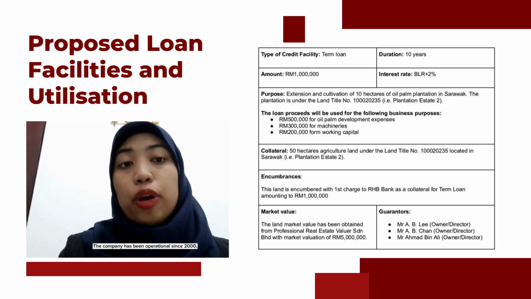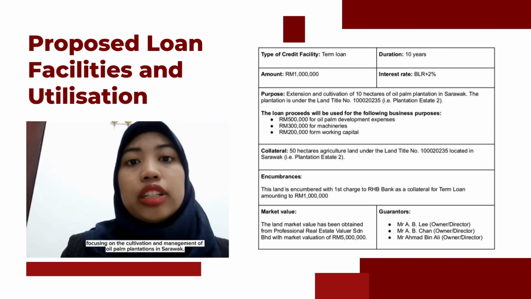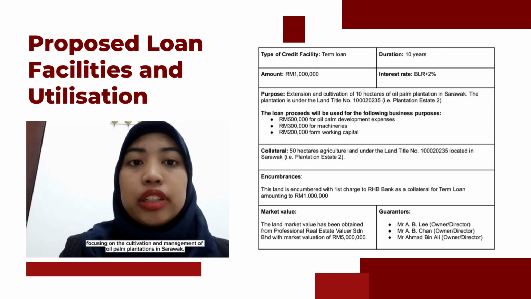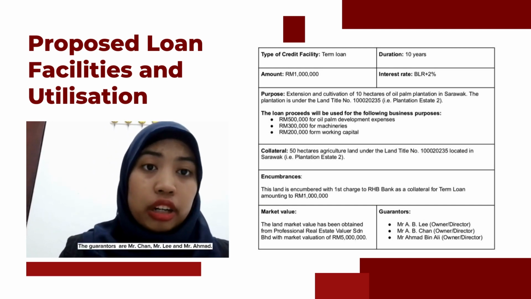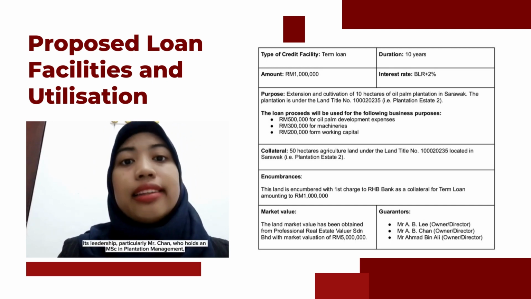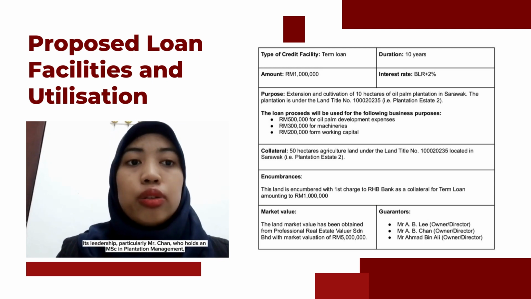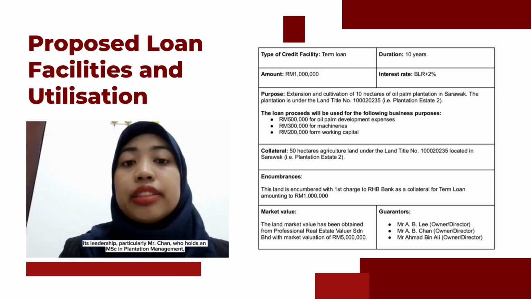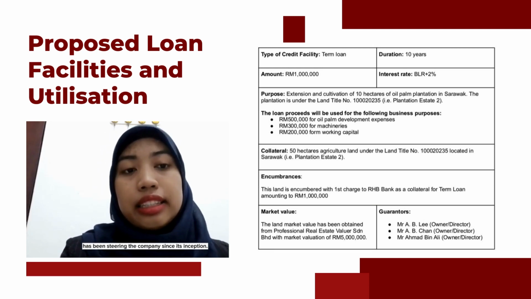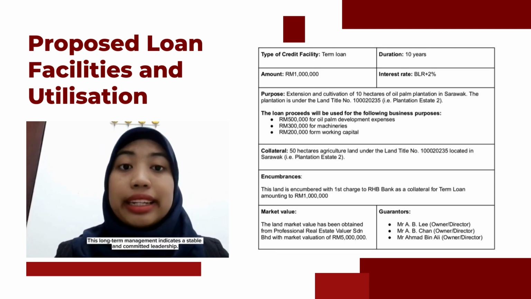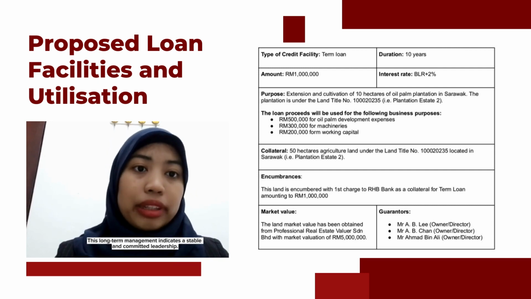The credibility of Green Plantation Sdn Bhd is evident through its established history and management. The company has been operational since 2000, focusing on the cultivation and management of oil palm plantations in Sarawak. The guarantors are Mr. Chan, Mr. Lee, and Mr. Ahmad. Its leadership, particularly Mr. Chan, who holds an MSc in plantation management, has been steering the company since its inception. This long-term management indicates a stable and committed leadership.